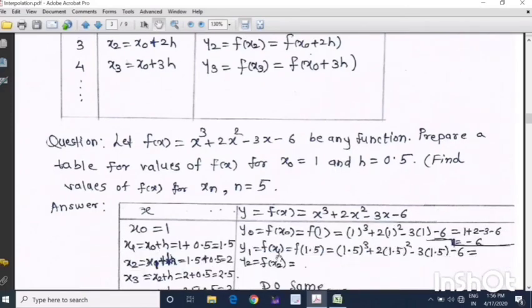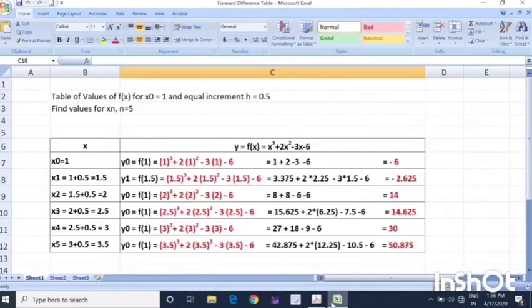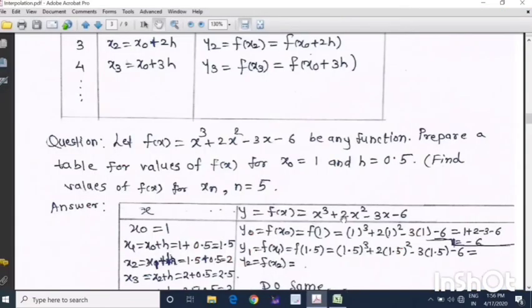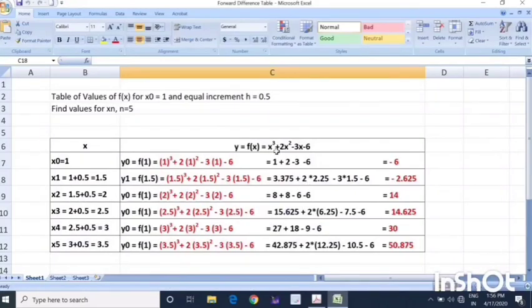So here is the table. I will elaborate it in the Excel file. You can check it. See what is the function? x cube plus 2x square minus 3x minus 6. So what is our first value? Initial value you have given x0 equal to 1. And the increment we have given h equals to 0.5. So the first value is x0 equal to 1.